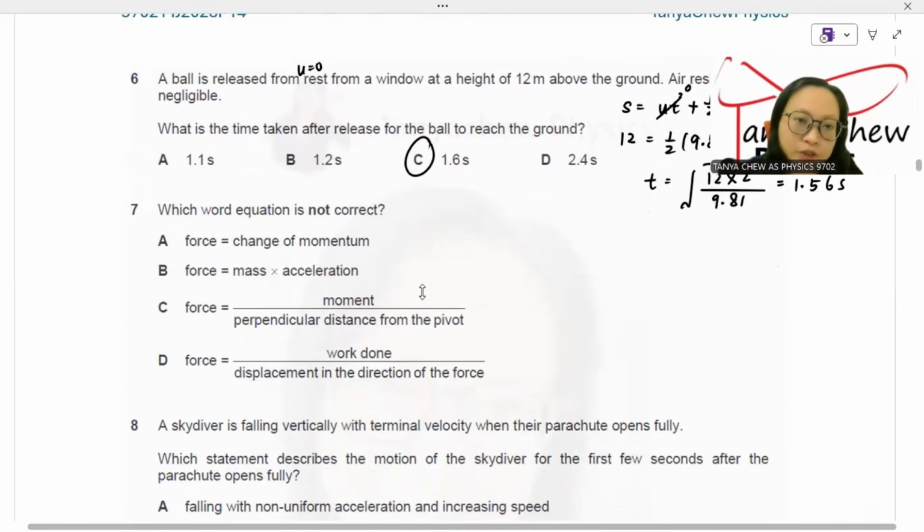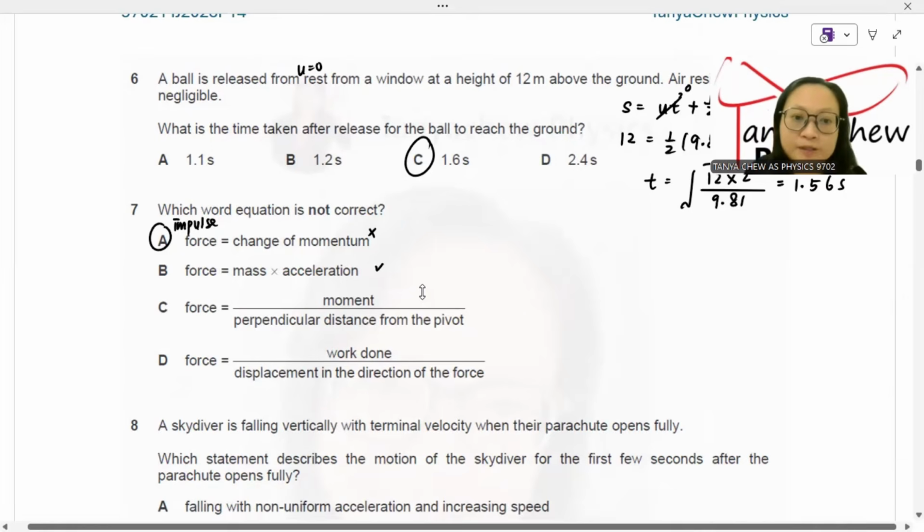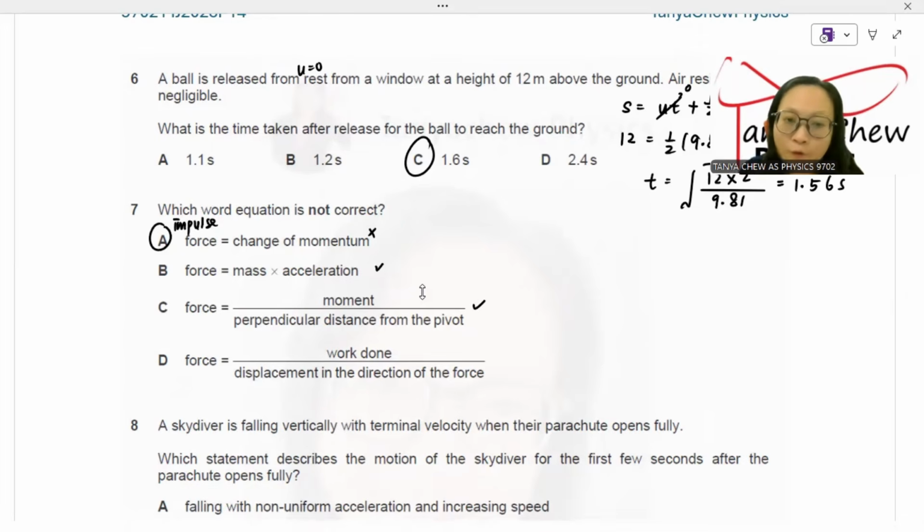Number 7, which word equation is not correct? Force is equal to change in momentum. This is wrong. Impulse is equal to the change in momentum. Force is mass times acceleration. This is true. Force is equal to moment divided by perpendicular distance from the pivot. Yes, because moment is equal to force multiplied by perpendicular distance from the pivot. This is correct. Force is equal to work done over displacement in the direction of the force. This is true because work done is defined as the product of force and displacement moved in the direction of the force. So the answer is A.